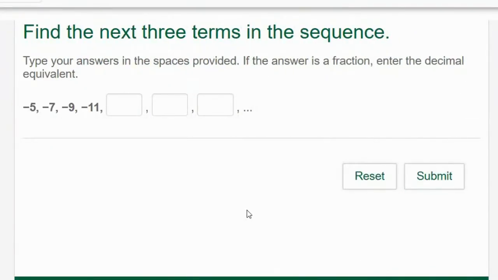See if it gets any harder. All right, people. Put it in the chat. I expect all of you to be putting in this chat, not just Paisley. Good job, Paisley. -5, -7, -9, -11. What are the next 3 numbers?